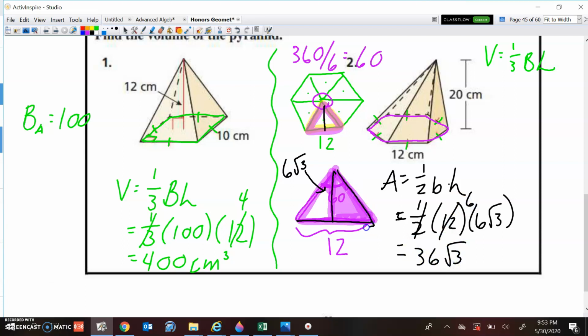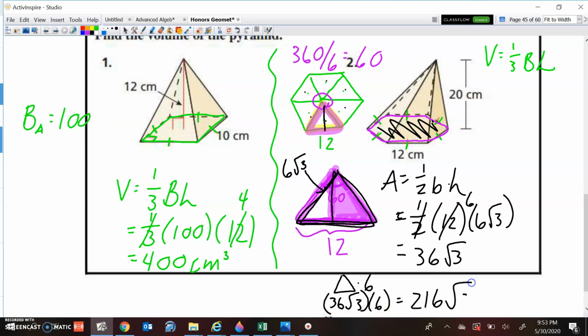Now that's the area of one triangle, but how many triangles make up that full base? Remember, that's what we're talking about. And here we said there's 1, 2, 3, 4, 5, 6. So now I'm going to take my one triangle and multiply it by 6. So it's 36 square root of 3 times 6, and 36 times 6 is 216 square root of 3.